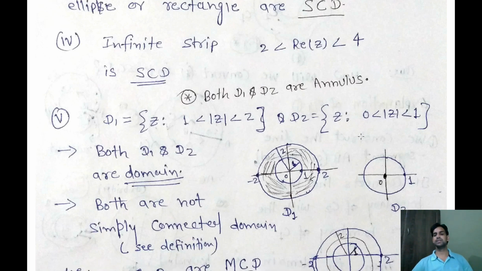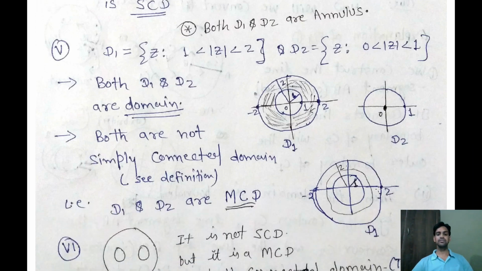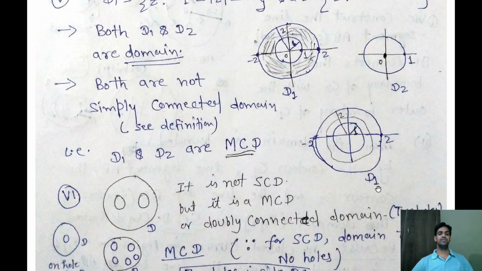Now take another example, 0 less than mod z less than 1. So this is the 0 and this is the mod z. Now this is the only common region except this origin. In the same way we can prove by the definition that this is also a multiply connected domain. That is, this is not a simply connected domain. If a domain contains one hole, then that is not a simply connected domain. So see, this domain contains one hole here. So this is not a simply connected domain.